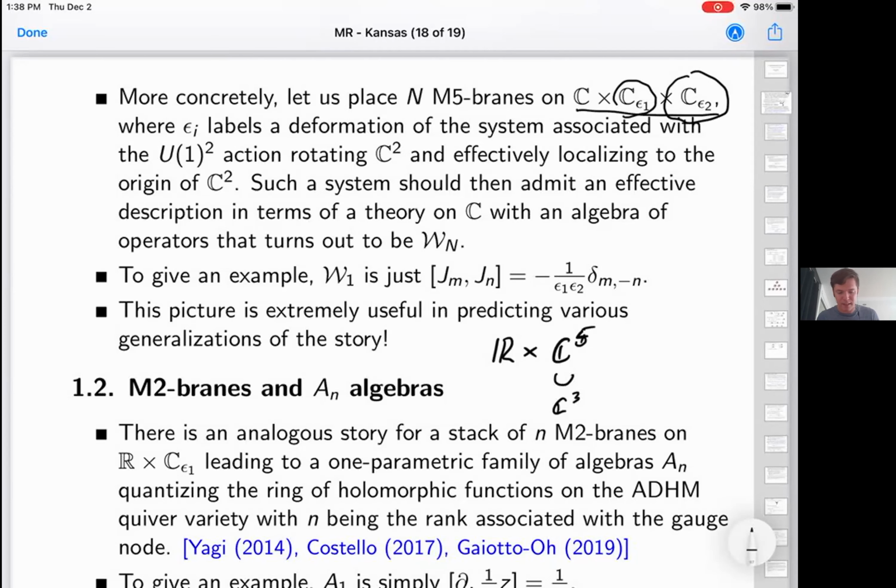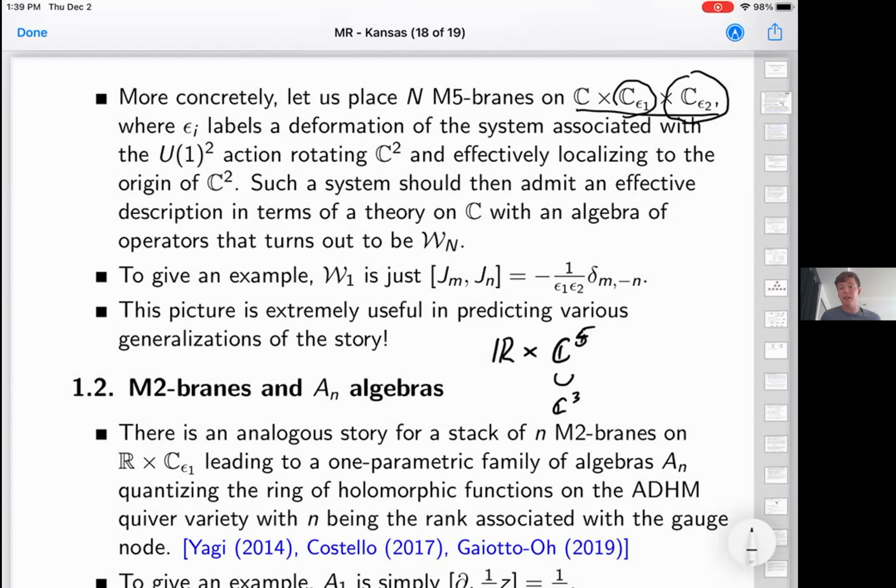And such a system should admit an effective description in terms of a theory living purely on C. And the algebra of operators living on such a reduced theory turns out to be this algebra Wn, and it depends on the n, which counts the number of M5 branes supported along this C3, and one extra parameter that is a ratio of these epsilon parameters. So for mathematicians, at least, it's just clear that there is something 11-dimensional and something 6-dimensional inside. So there are fields in this 11-dimensional theory which give you the operator algebra, or what?